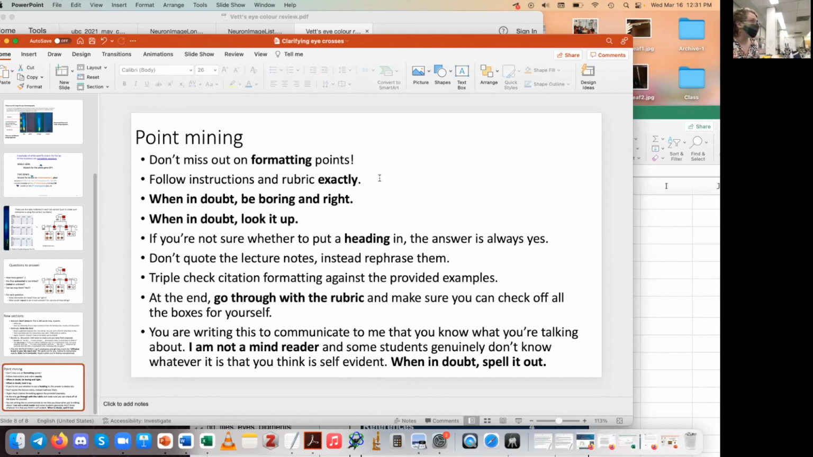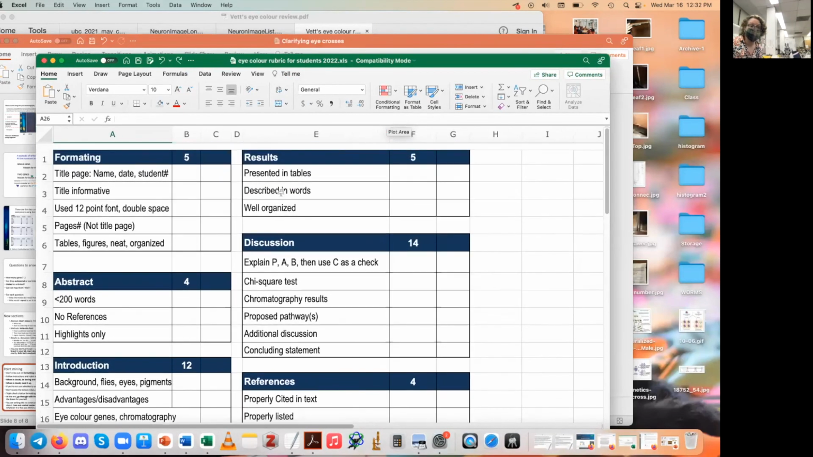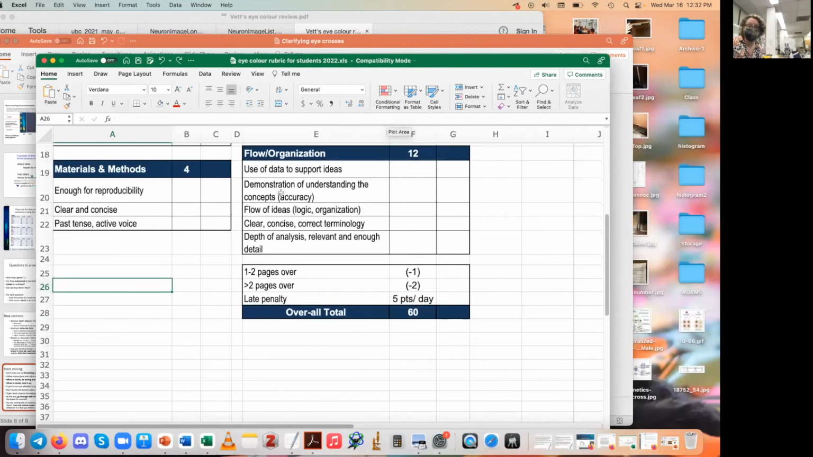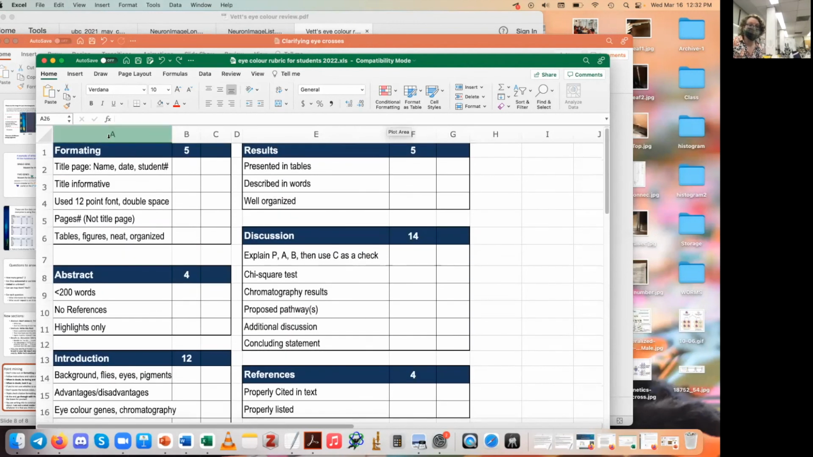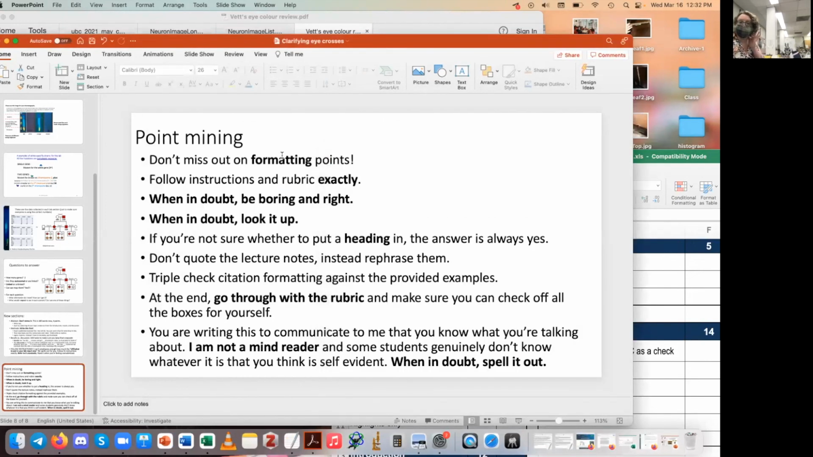Point mining. Everybody wants to have a guide for how do I get each point? In this class, you have a guide for that. Actually, every single point is accounted for here. It's available. You have a guide. Don't miss out on formatting points. Follow the instructions exactly. When in doubt, be boring and right, as opposed to pretty and wrong, or even pretty and confusing.